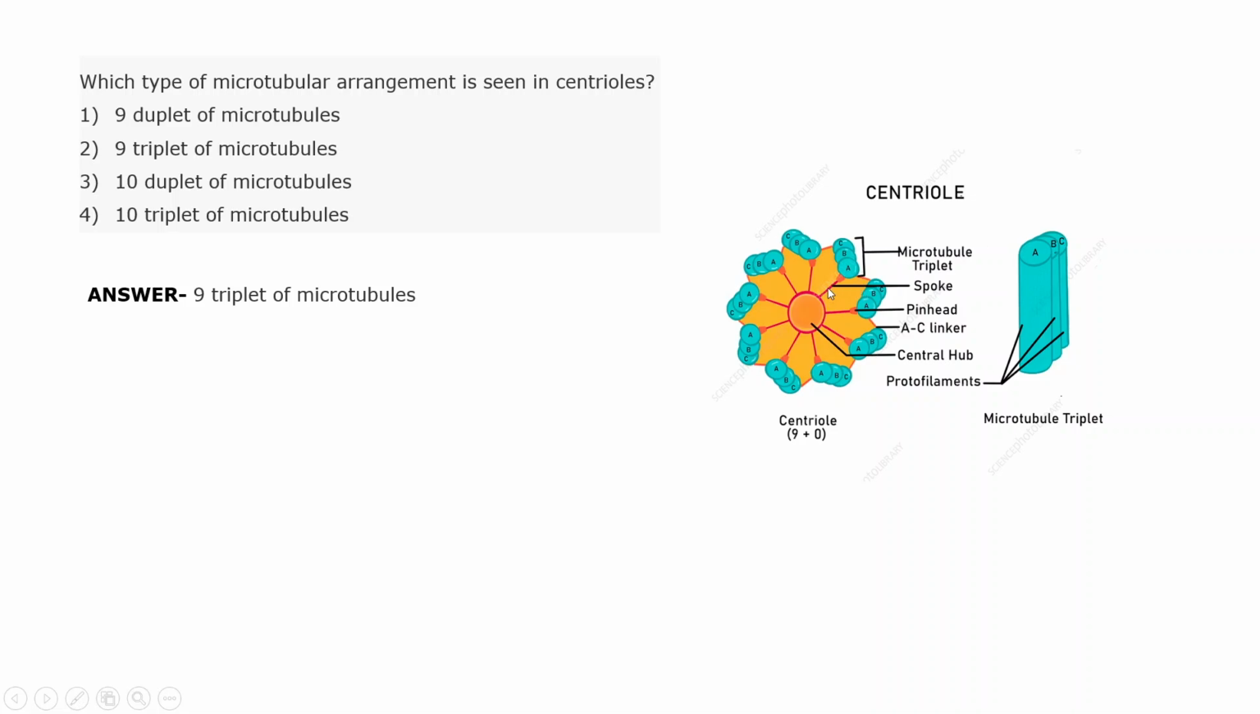Apart from that, other components like a central hub are present. A spoke region connects the central hub to the microtubules, and each protofilament is connected to the others by an A-C linker. So that's the whole structure of a centriole. Yeah, 9 triplets of microtubule. There are 3 microtubules comprising a protofilament, and there are about 9 protofilaments, hence 9 triplets of microtubules that make up a centriole.